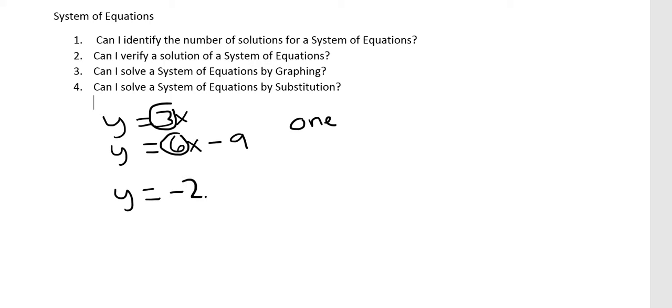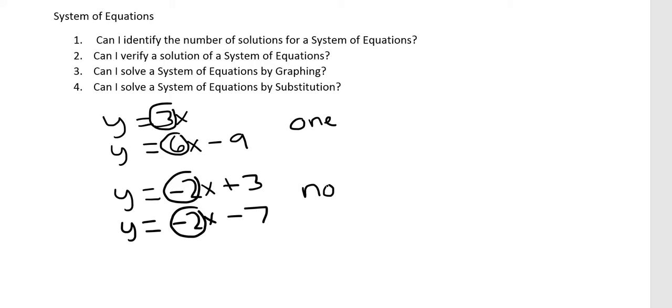If we look at a system where we have y equals negative 2x plus 3 and y equals negative 2x minus 7, we can see that these two lines have the same slope. And if they have the same slope, then they are parallel lines and they will never cross each other. So we would say this system has no solution.